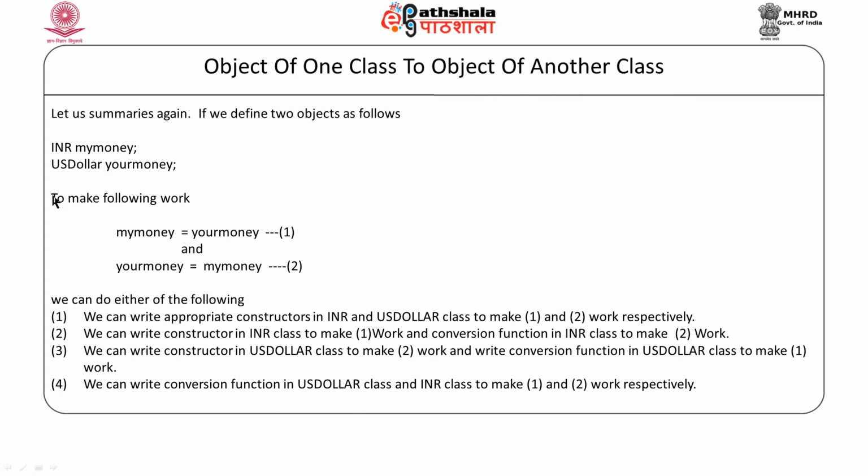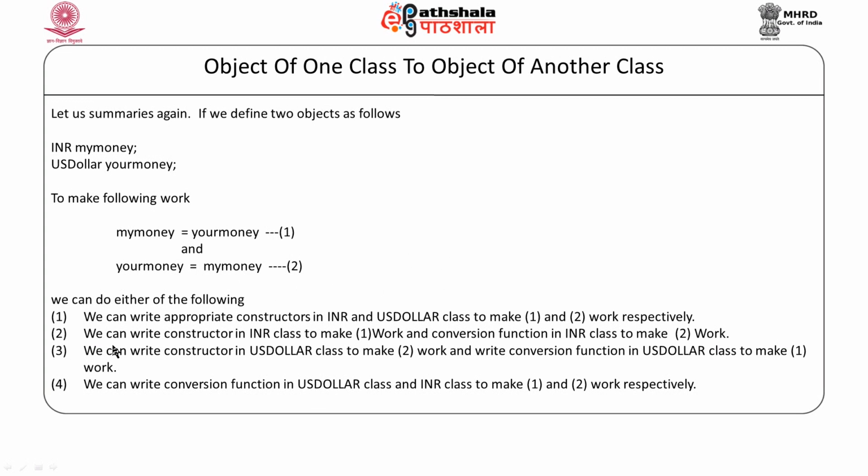If we have the object of two different classes like my money and your money, which are the objects of two different classes INR and US dollar class, to achieve these two statements we have different ways. Either we can write appropriate constructors in INR and US dollar class to make 1 and 2 work respectively. For example, the constructor in INR class will make this one work and the constructor in US dollar class will make the second statement work.